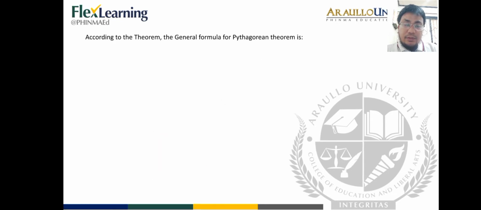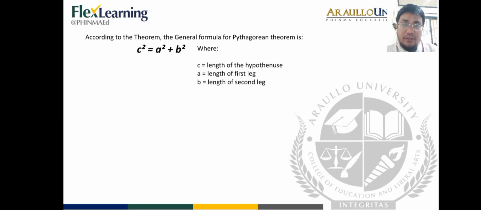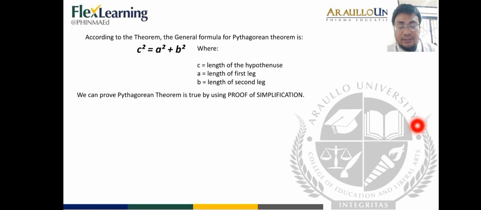So according to the theorem, the general formula of the Pythagorean theorem is c squared equals a squared plus b squared, where c is the length of the hypotenuse, a is the length of the first leg, and b is the length of the second leg. We can prove the Pythagorean theorem is true by using a proof of simplification. This theorem is composed of a formula of squares, because if you multiply a side by itself, that will yield a square.